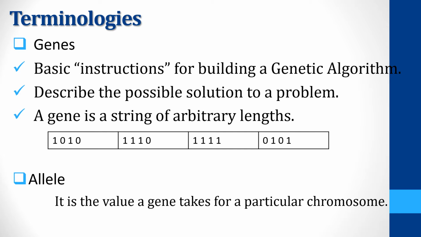Then the second terminology used in genetic algorithm is genes. Genes are the basic instructions for building a genetic algorithm. A gene may describe the possible solution to a problem without actually being the problem solution. A gene is a bit string of arbitrary length. The bit string is the binary representation of the number of intervals from a lower bound. Then allele. Allele means it is the value a gene takes for a particular chromosome.